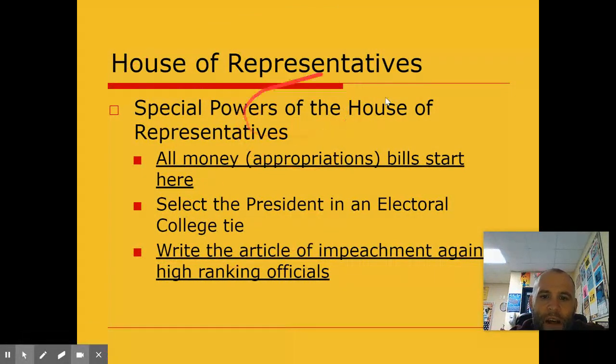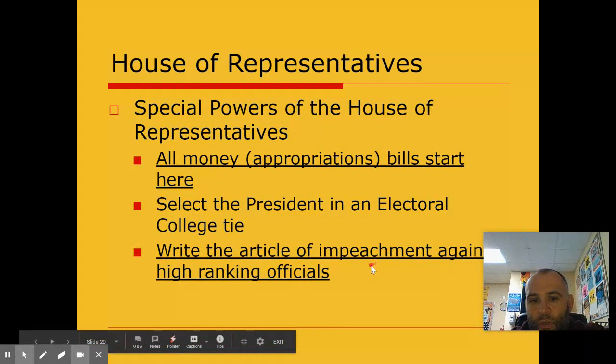What special powers does the House have? All bills having to do with money start in the House. And they also get to write articles of impeachment, which they just did against President Trump.